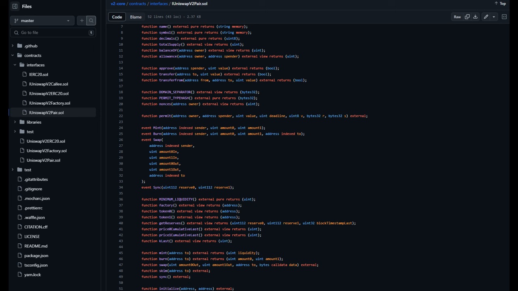So in this case, I need to implement, once again, the transfer function. I need to implement the balanceOf function. I need to implement the swap function, which tells you how to swap two assets. Okay, the swap is down here. So the idea is that as long as you implement these functions, you essentially listed your cryptocurrency on the exchange.